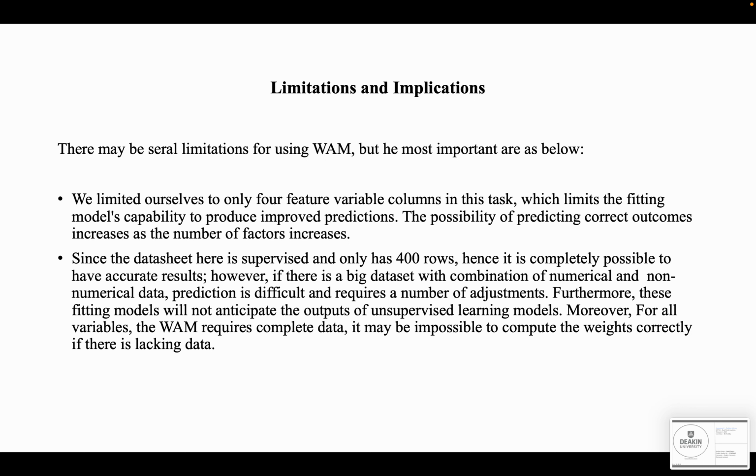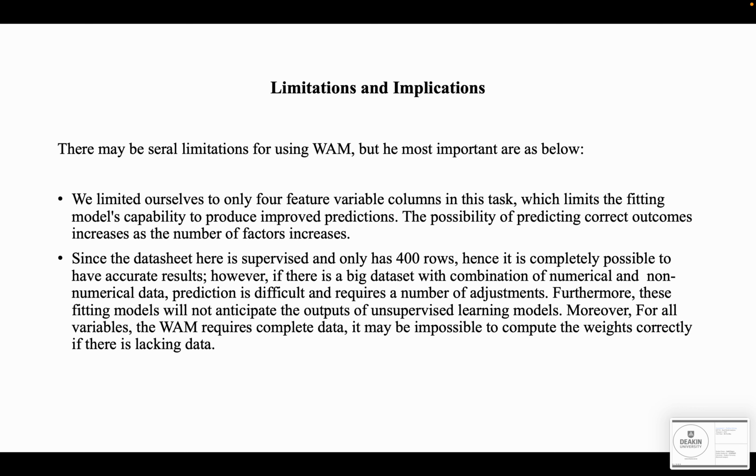The first limitation is that we limited ourselves to only 4 variable columns in this task, which limits the fitting model's capability to produce improved predictions. The possibility of predicting correct outcomes increases as the number of factors increases. The second limitation is that the data set provided is very supervised and only has 400 rows. Hence it is possible to have accurate results. However, if the data set is big and also has non-numerical data, the prediction becomes difficult, and we have to make a number of adjustments to get the correct outcome.